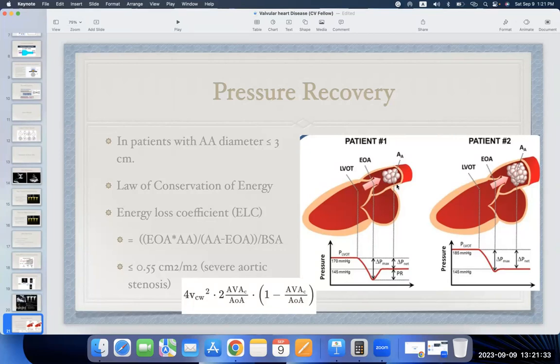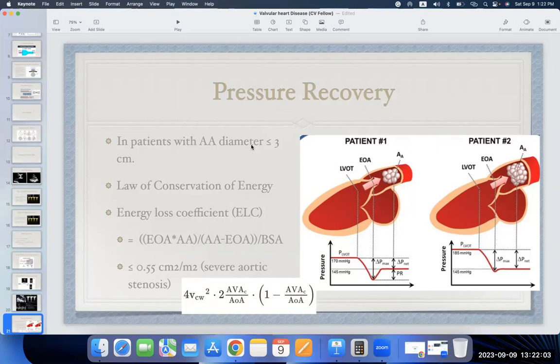So it will be good, actually, for the body to have a pressure recovery. But those who don't have a pressure recovery are the patients who are going to develop symptoms. So how do you expect that the patient has pressure recovery based on the aortic diameter? If the ascending aortic diameter is 3 centimeters or less, then you can say that maybe this patient has a pressure recovery, and the pressure gradient that we see across the aortic valve is an overestimation of the real pressure gradient in the ascending aorta.